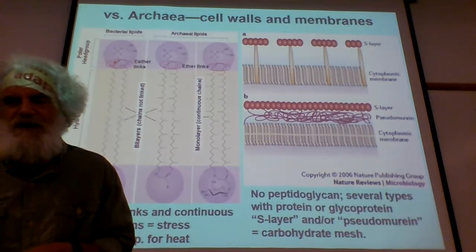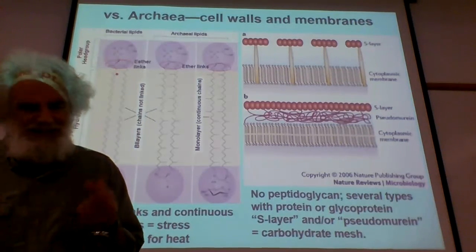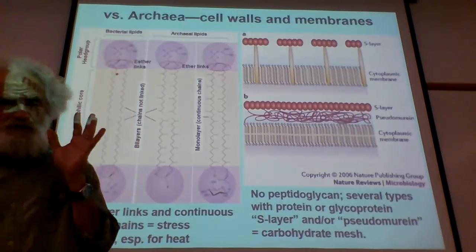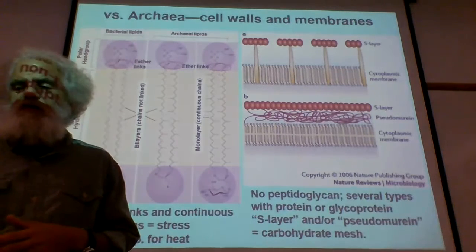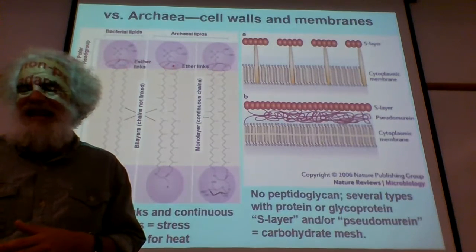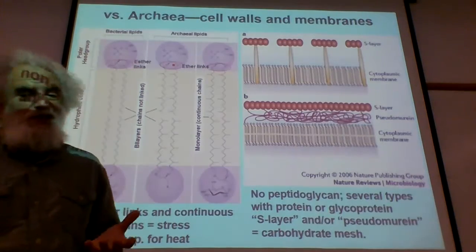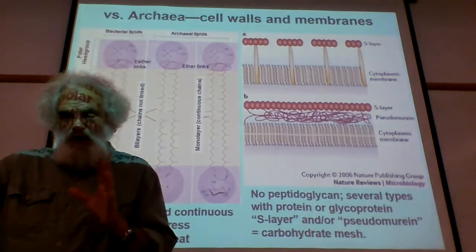Typically you have an ester link. That's what you and I have, and most bacteria, the bacteria, not the archaea, have. The archaea have something known as an ether link. It's just an oxygen link here. It probably makes it a little bit tougher, so that they don't fall apart as much.